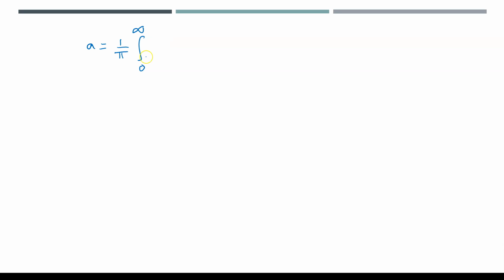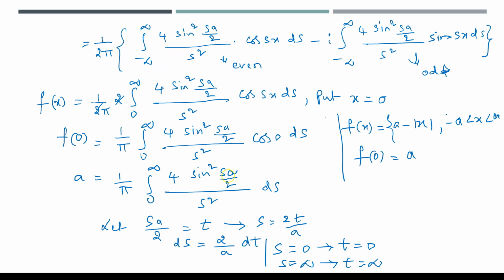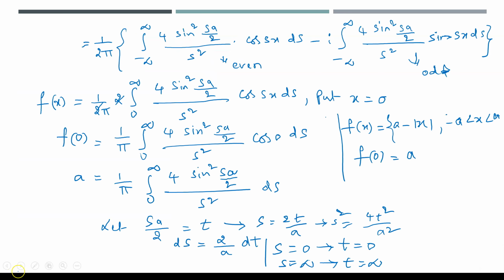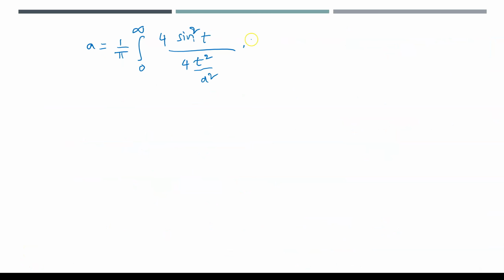Here 4 sin square t by, because here we have taken sa by 2 as t, right? s equal to 2t by a. s square means 2t by a whole square, 4t square by a square, implies s square equal to 4t square upon a square. So here 4t square upon a square into ds, ds means 2 by a dt.